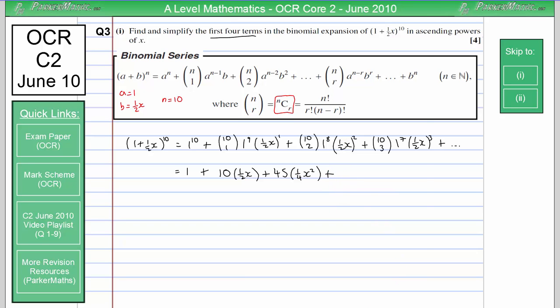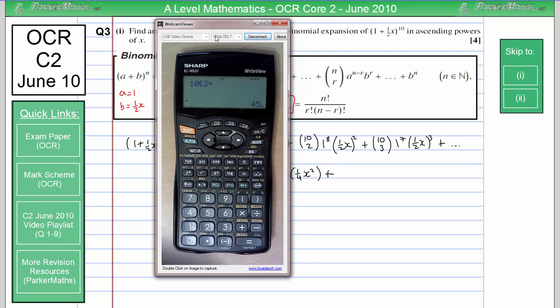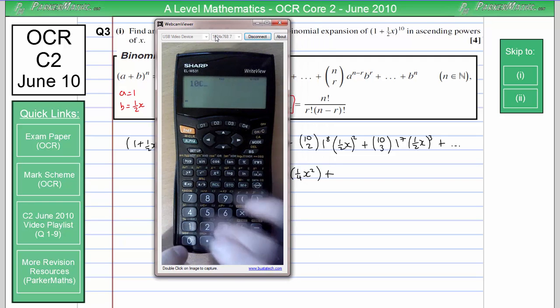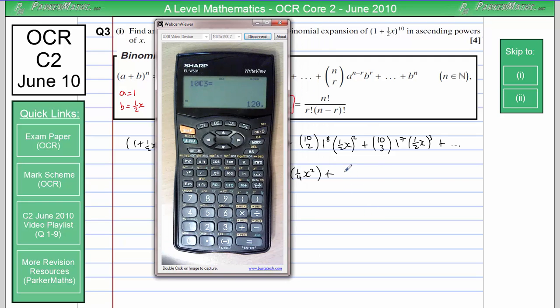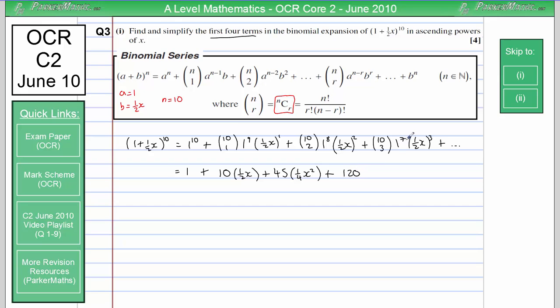Next we need 10 choose 3, and that gives us 120. Multiplied by 1 to the 7, which is 1, multiplied by a half x all cubed. So a half cubed is 1 over 8. So we get 1 over 8 x cubed.